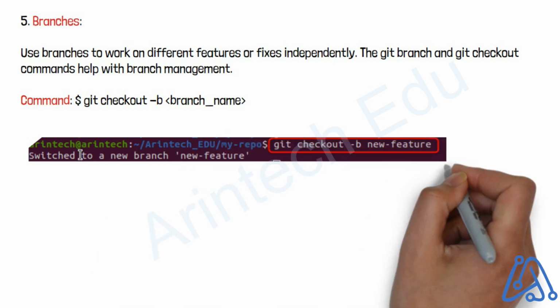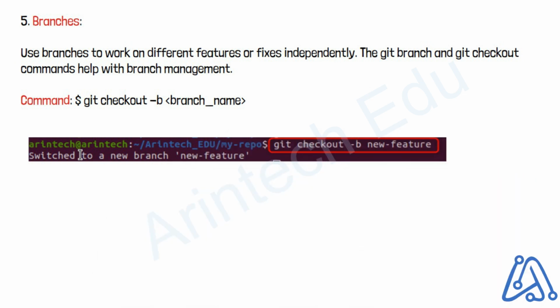git checkout -b, this part creates a new branch and immediately switches to it. new-feature, this is the name of the new branch.